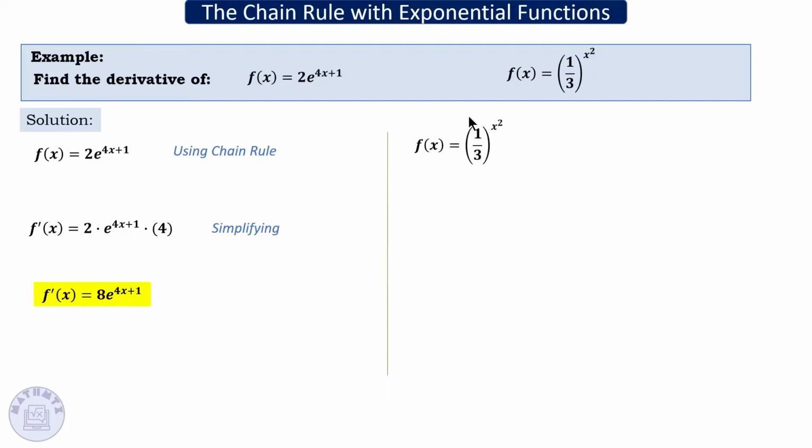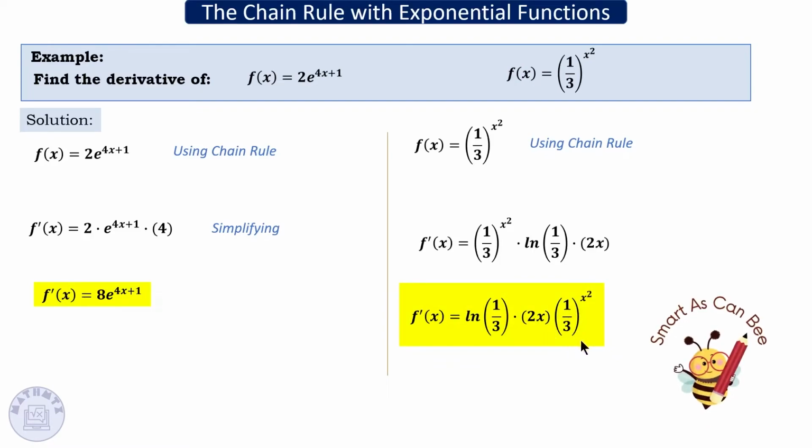The second one here, just use the formula. So you have a number raised to f of x, same term, times ln of the base times the derivative of the exponent. And this can be simplified like so.